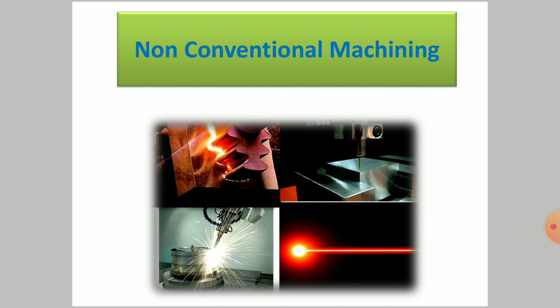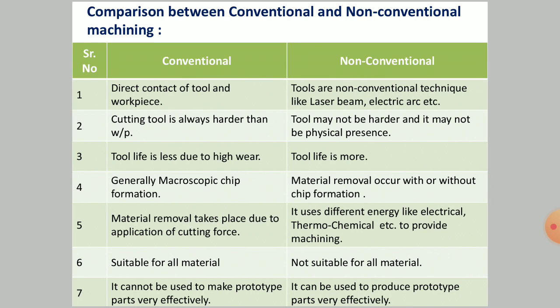In that sequence, we saw the comparison between conventional and non-conventional machining processes. What are the demerits or disadvantages of the conventional machining process over the non-conventional machining process, right? The major difference is that the tool comes in direct contact with the workpiece in conventional machining, whereas in non-conventional machining process, it does not happen.